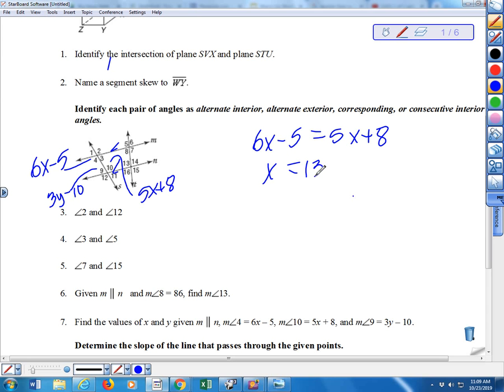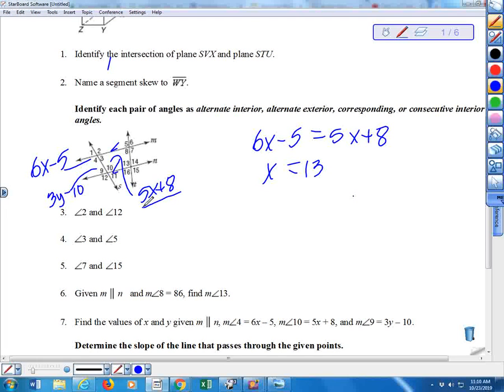Well, we just plug it back in to 10, right? What's 5 times 13? 65. Plus 8. 73. Okay, so angle 10 is 73 degrees. What does that make angle 9? Angle 10 is 73. What's angle 9? 107. Yeah, because those are supplementary. They make a linear pair, right?